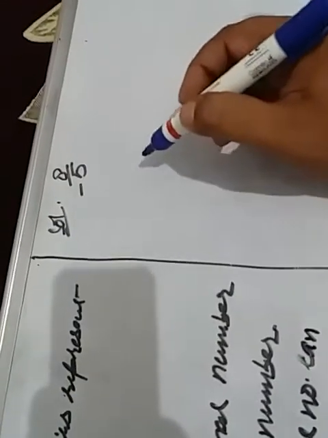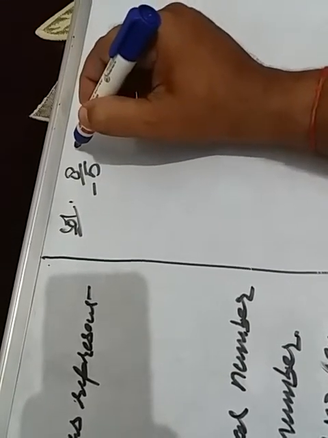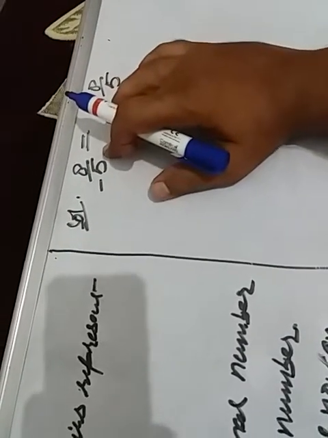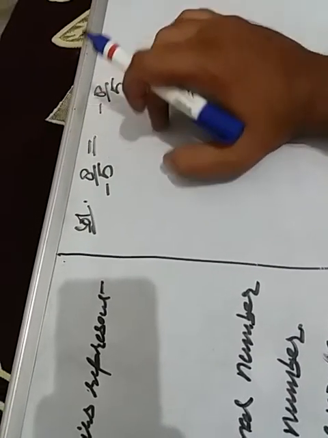8 upon minus 5. Here, children, we see that there is no common divisor between 8 and 5, because 8 and 5 both are what? 8 upon minus 5 is equal to minus 8 upon 5 only. Clear? Because there is no common divisor, since 8 and 5 are relatively co-prime numbers.